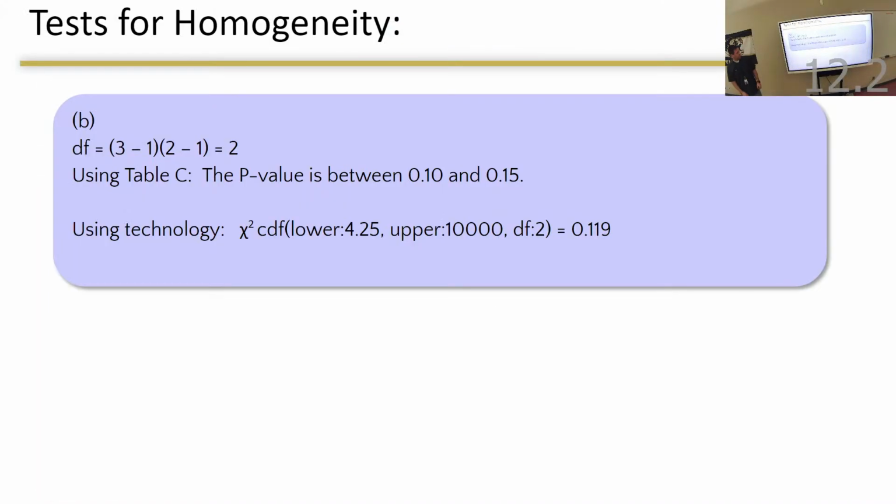If I used table C, you should know it's between 0.1 and 0.15, but you're not going to use table C. Just go ahead and use your calculator. So you got 0.119. You do not have to show chi-squared CDF. It's not wrong if you do. Typically, the graders will not even look at it. It's extraneous stuff.